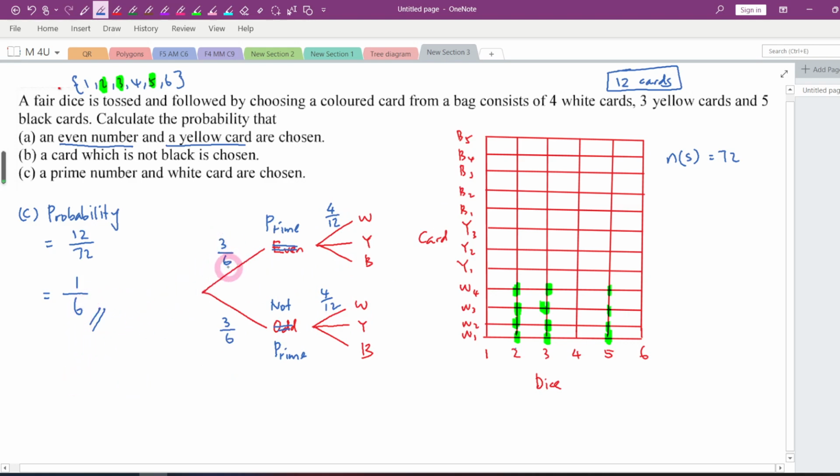Okay, let me use this method, see whether we still can get the same answer or different. 3 over 6, we want this prime, white. Okay. Prime 3 over 6 times white, 4 over 12. Let me simplify it. Divided by 3, divided by 3, divided by 4, divided by 4. 1 times 1 you get 1, 2 times 3 you get 6. We still can get the same answer. So it's totally up to you. We want to use this method or this method. Personally, I think this method will be easier and faster.